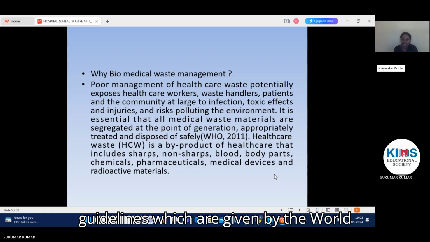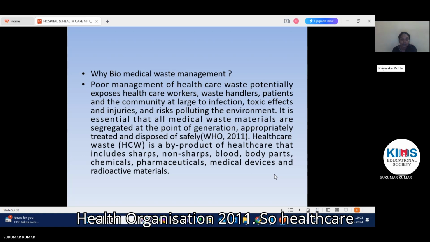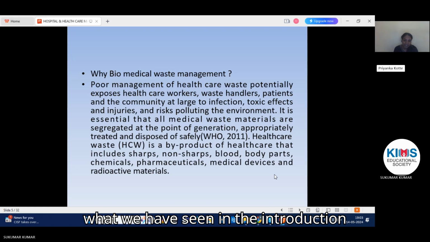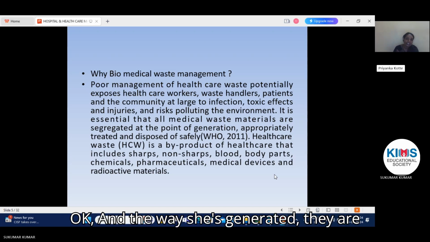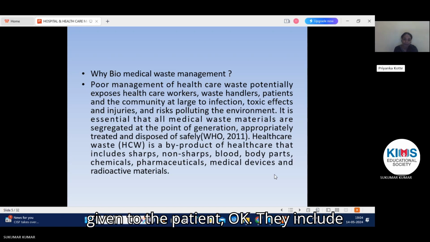These are the safety guidelines given by the World Health Organization in 2011. So for healthcare waste, we have certain definitions, similar to what we saw in the introduction part. Healthcare waste is nothing but a byproduct of healthcare. Take the simple example I just gave, giving an intramuscular injection. The nurse is caring for the patient, and the waste she generated is a byproduct of that care she has given to the patient.